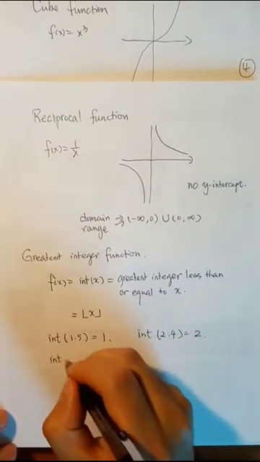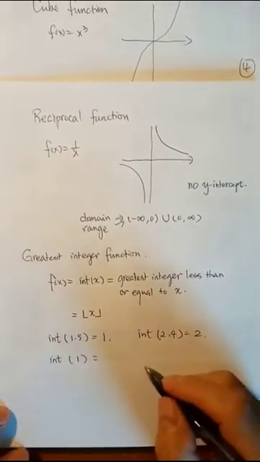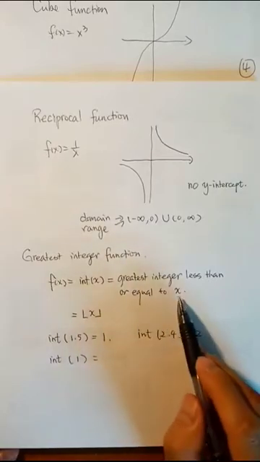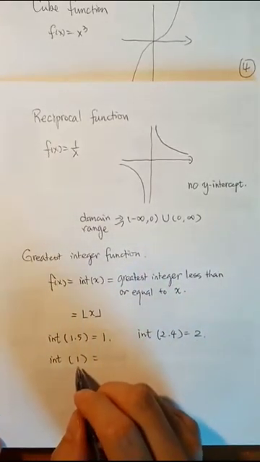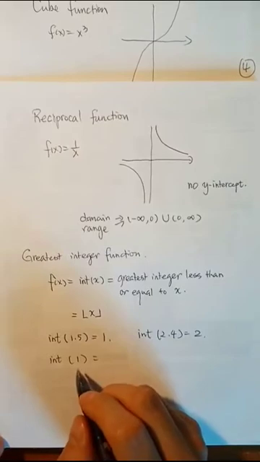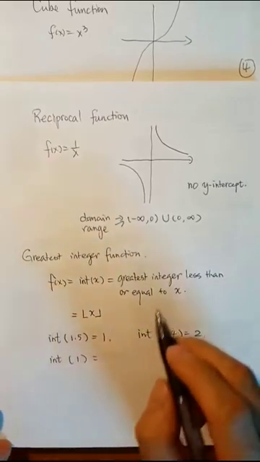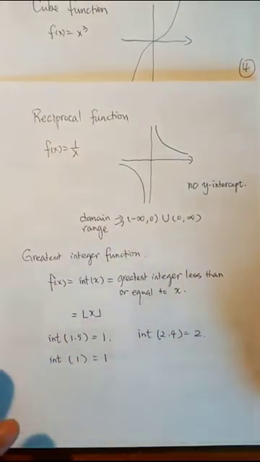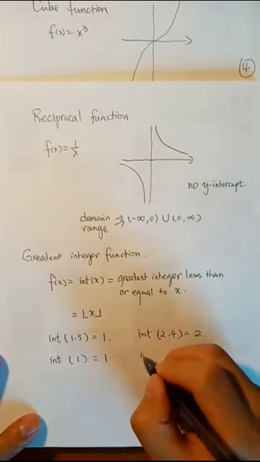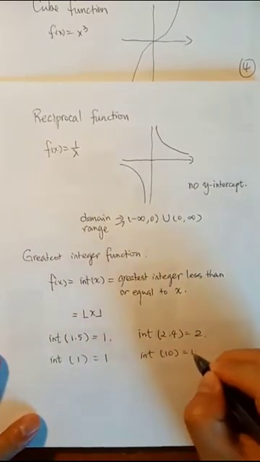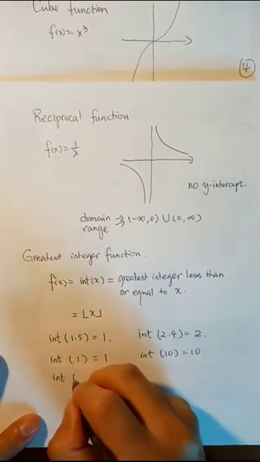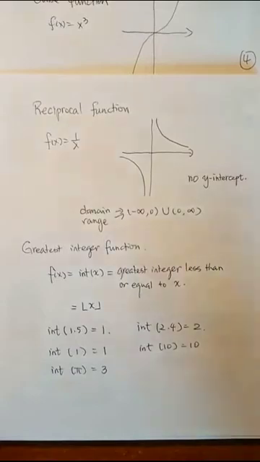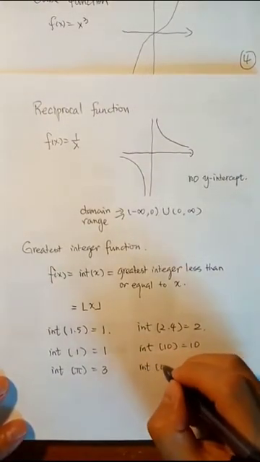And if you have the integer part of 1, you see in the definition, we allow this value equal to x. So 1 is equal to 1. That is the greatest possible integer less than or equal to x. So for an integer, the integer part is the integer itself. Same thing, if we put 10 here, it's 10. If we put pi, remember pi is 3.14, so the integer part of pi is 3. And the integer part of 0 is 0.